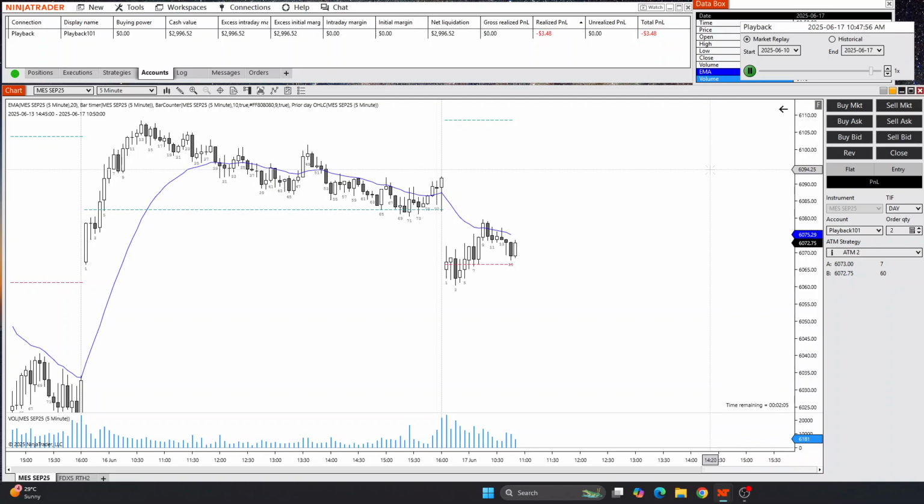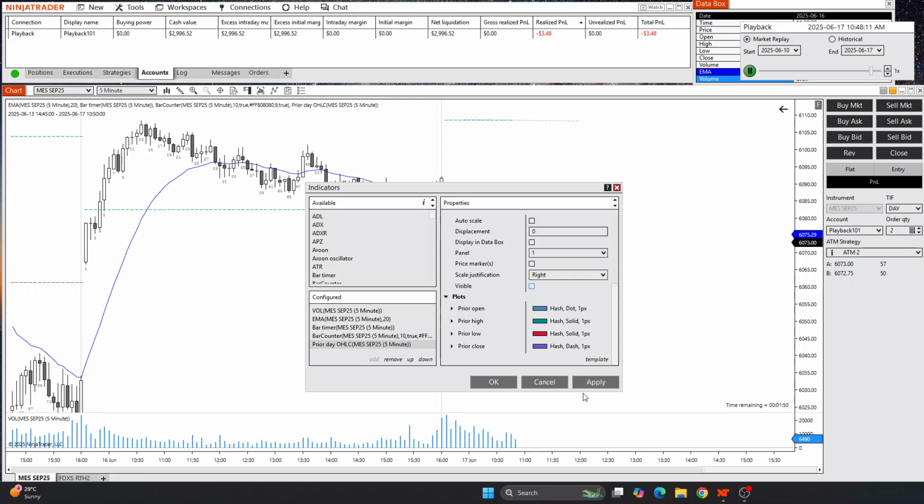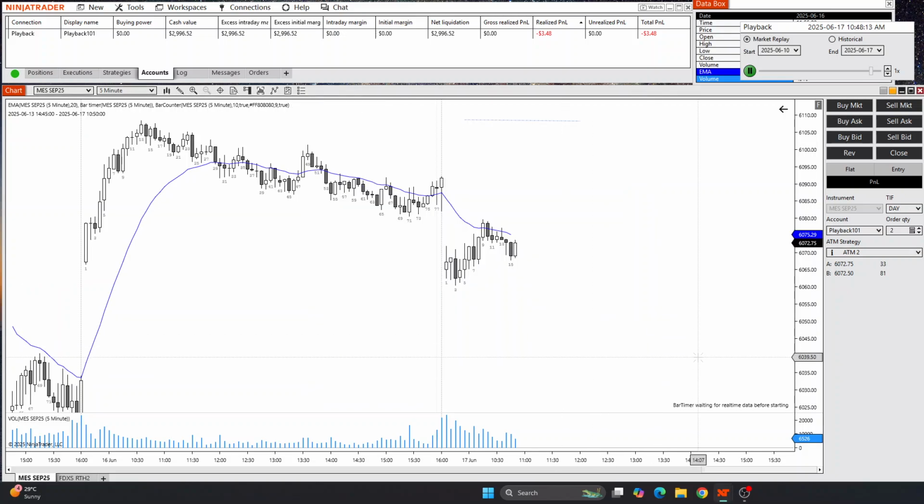Let me mark the high of the day here. So this should be the high of the day. And then I just want to close this. I want to keep my charts clean, so. Okay, here we go. So low 1, low 2, leg 1, leg 2.